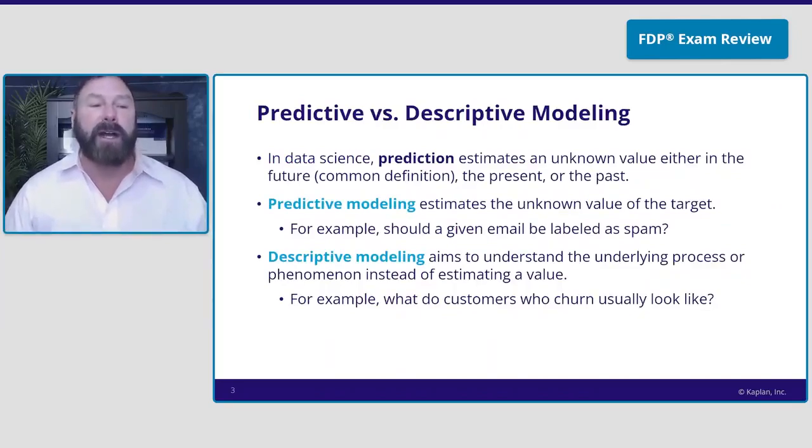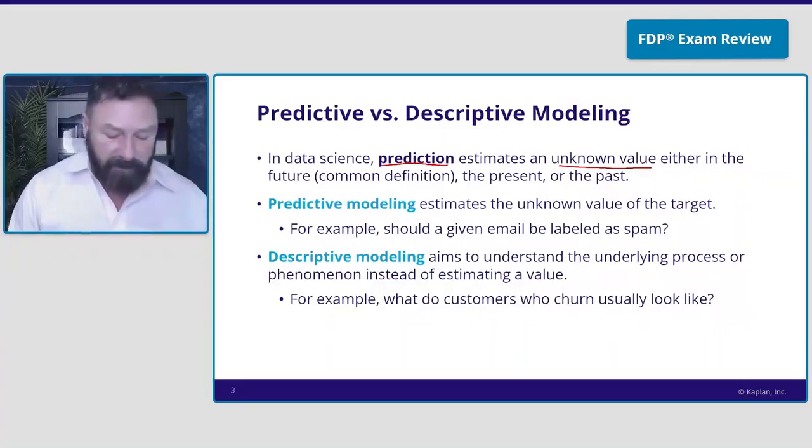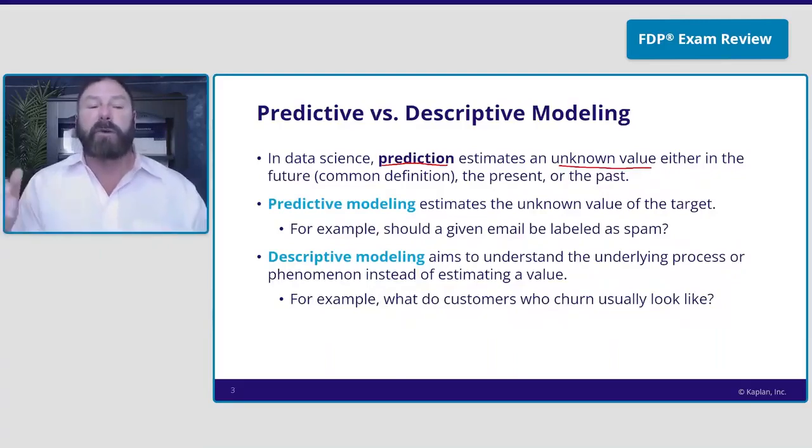Next, let's contrast two different types of modeling. First, we recognize that in data science, prediction estimates an unknown value, either in the future, the past, or potentially the present. So we can divide this into two different types of modeling frameworks. We will be talking about predictive modeling, which is doing an estimate for an unknown value of the target. For example, you see here, should a given email be labeled as spam?